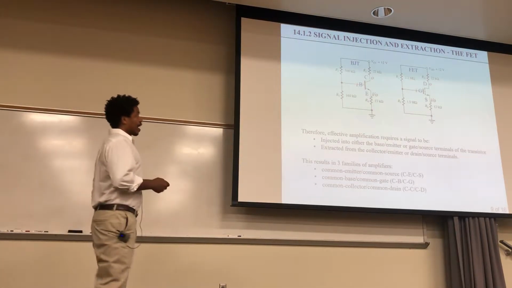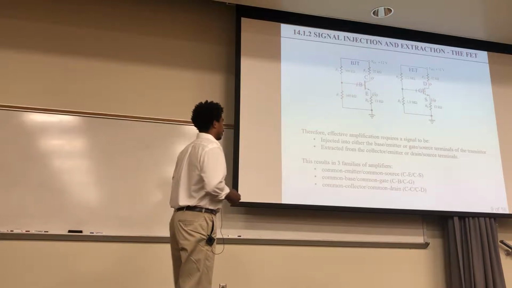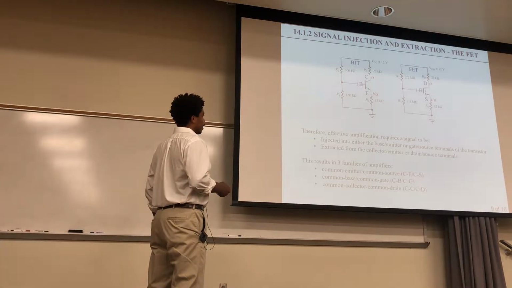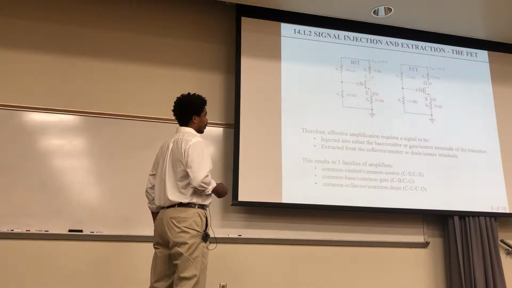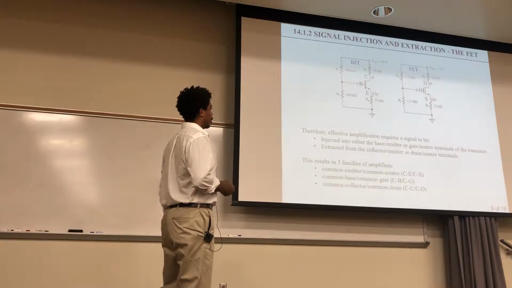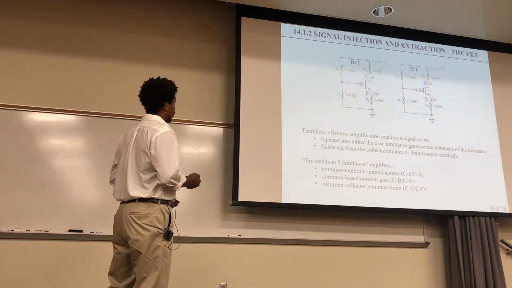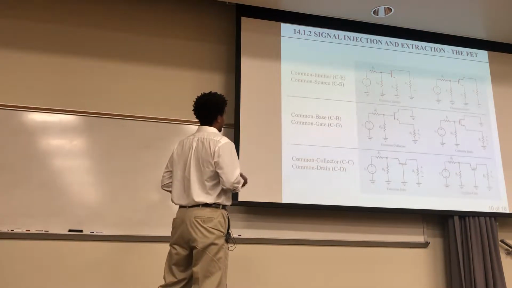And so with all that said, you have 3 families of amplifiers. Okay, and the 3 families are the common emitter / common source. You have the common base / common gate, or the common collector / common drain. And I'll give you guys an example of what those look like right here. So here's one family, second family, and third family.